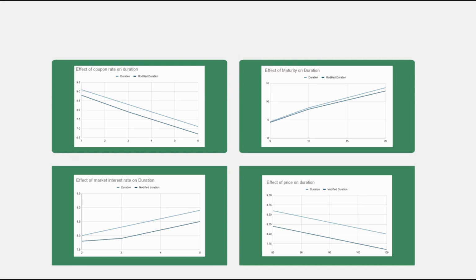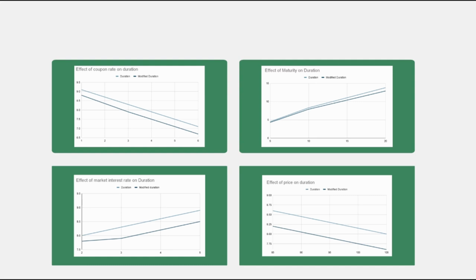Finally, we look at price. When the bond price rises from $85 to $100, duration decreases from 8.6 to 8.0 years. This is because higher bond prices usually reflect lower yields, and more of the bond's value is returned earlier. This shortens the weighted average time of cash flows and reduces interest rate sensitivity.